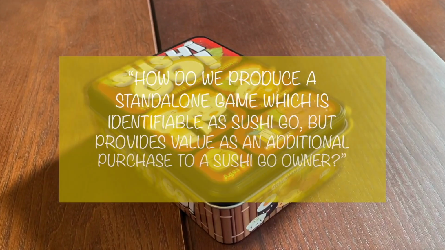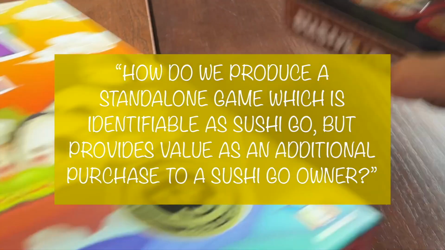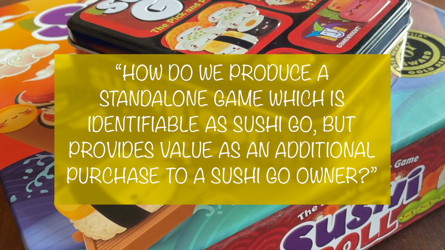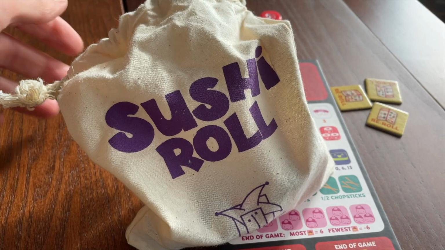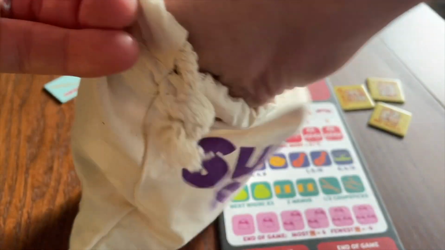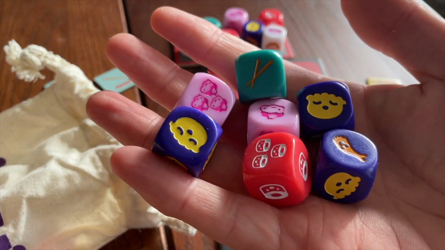So Gamewright could define their problem as, how do we produce a standalone game which is identifiable as Sushi Go, but provides value as an additional purchase to a Sushi Go owner? Their solution was to commission a dice-based subversion of the original game. The design challenge here is, how would Sushi Go work if it used dice instead of cards? And Sushi Roll was Phil Walker Harding rising to that challenge.